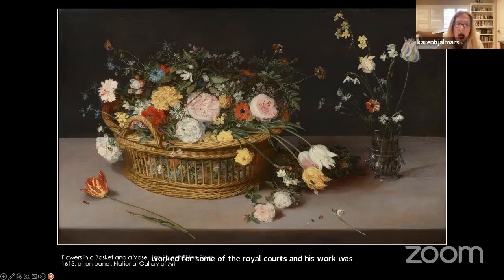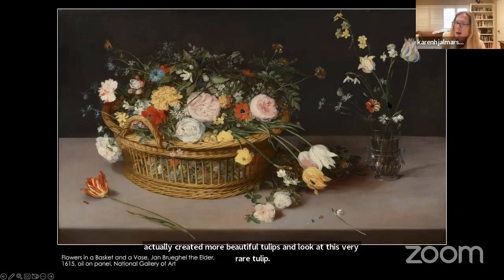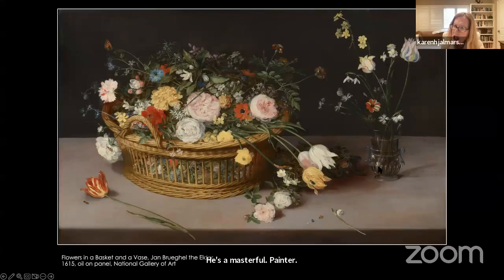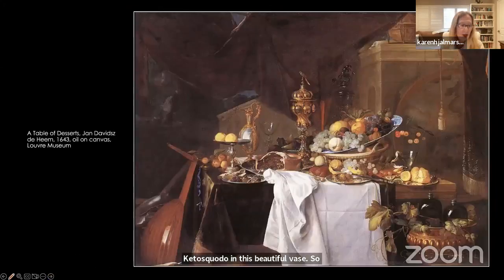Now, this looks like a profuse collection of flowers, probably from a garden. It looks like they were just picked and placed in the baskets, very carefree and loosely placed. But again, these probably were not all picked at the same time, even though it appears that way. Look at the tulip with its variegated petals. Again, this is probably a type of blight that actually created more beautiful tulips. And look at this very rare tulip. He's a masterful painter, detailed. The glassware, you can actually see shadows and light, chiaroscuro in this beautiful vase. So Velvet Bruegel, one of the greatest still life painters of the 17th century.